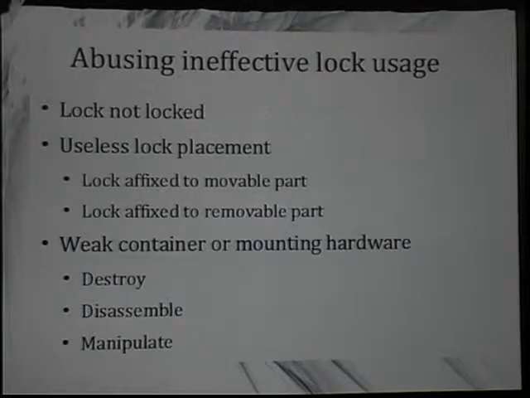But another very important thing is if you're locking a container or you're mounting this lock to something, you need to be very sure, and I see this a lot, that you cannot destroy, disassemble, or manipulate this container or this mounting hardware to the point where your assets are no longer protected. And this is a big concern. A lot of times you'll see locks that are placed onto something with mounting brackets that are screwed in with screws that are exposed. So that's cute.